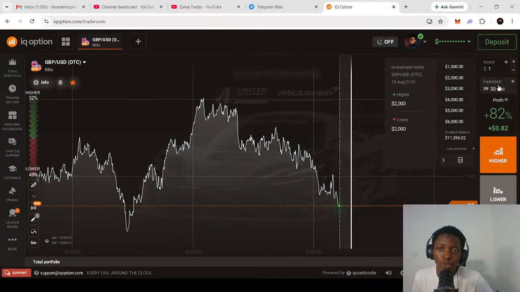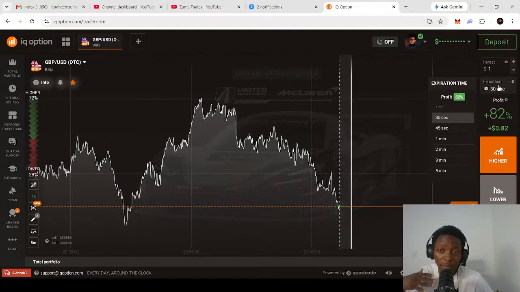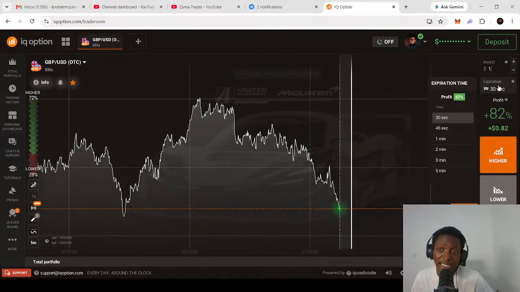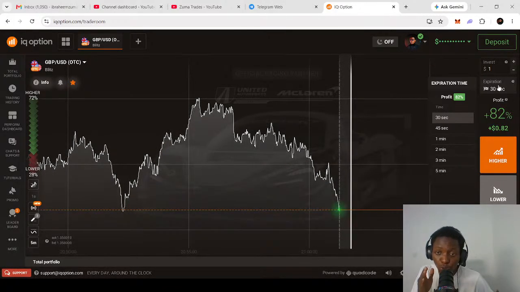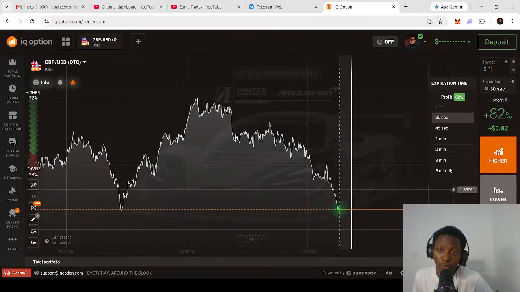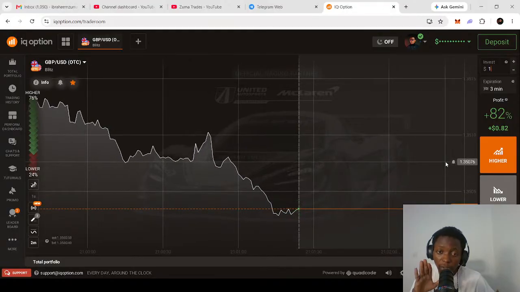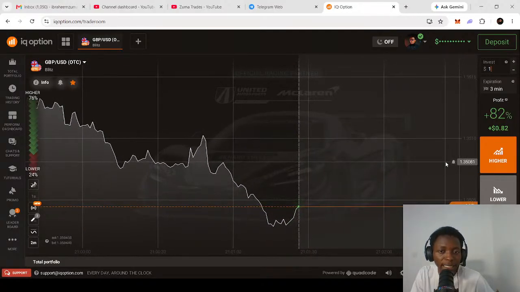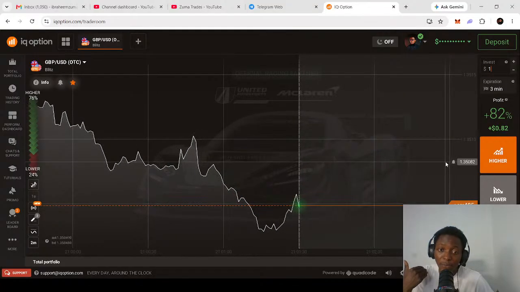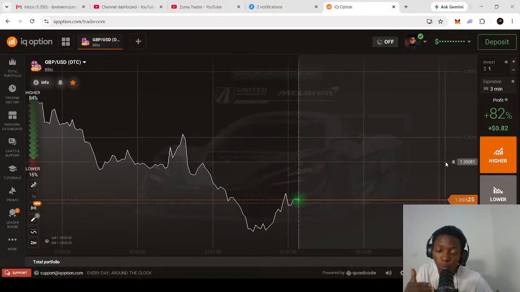And right here is your expiration time. What this means is that after 30 seconds, 45 seconds, 1 minute, 2 minutes, 3 minutes, or 5 minutes, depending on the expiration time you pick, the trade will close automatically. If you say, for example, you choose 3 minutes, it means after 3 minutes the trade will close automatically. And if you made a profit, you will receive your profit. And if you lose the trade, you will lose the amount you put in that trade.